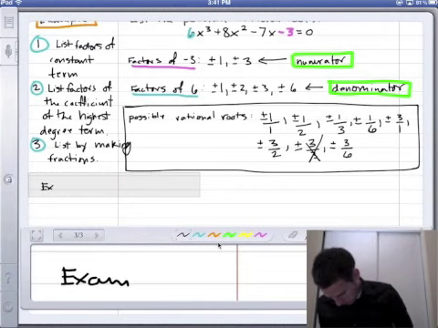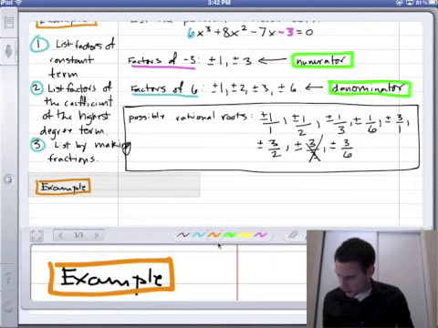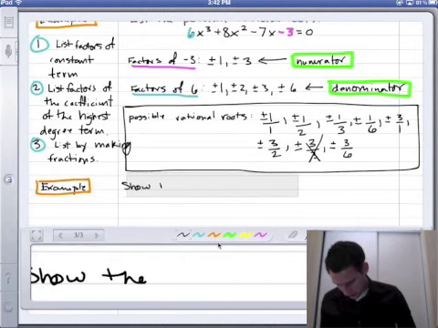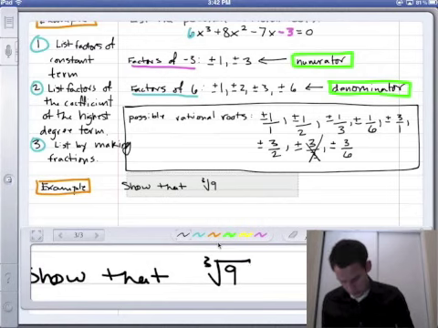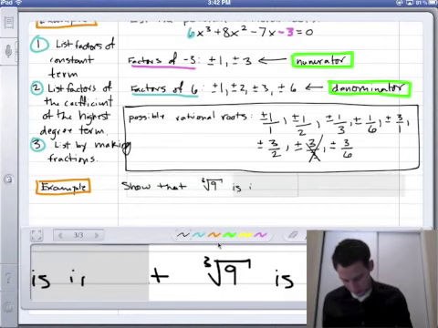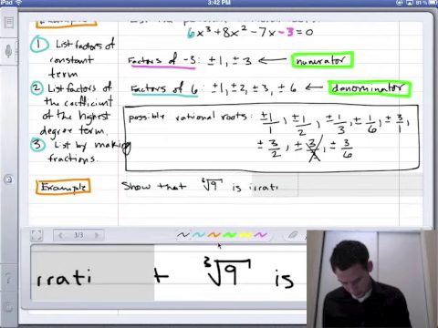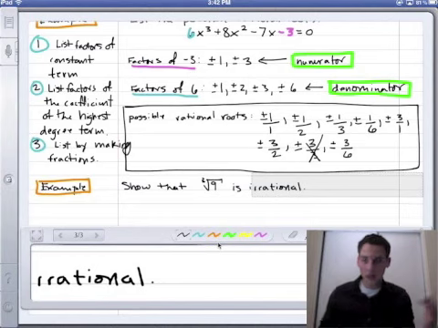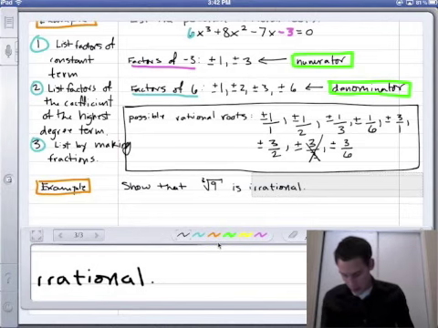Example. And we have, this is our problem. The instructions say, show that the cubed root of 9 is irrational. Which means show that it's not a rational number, that it can't be rational.